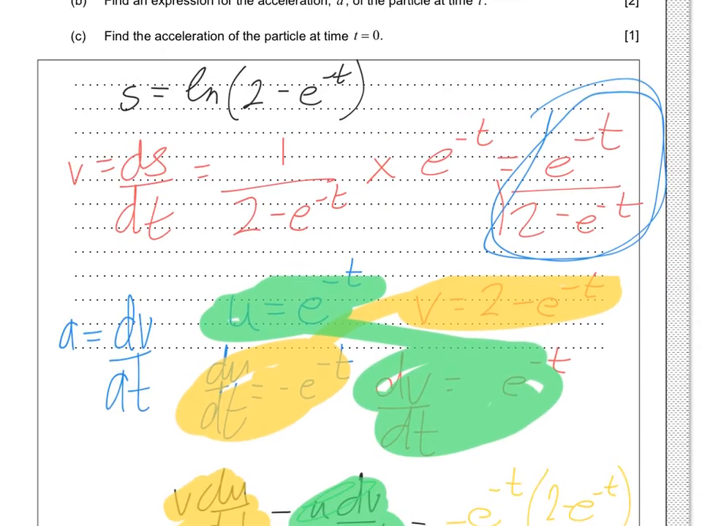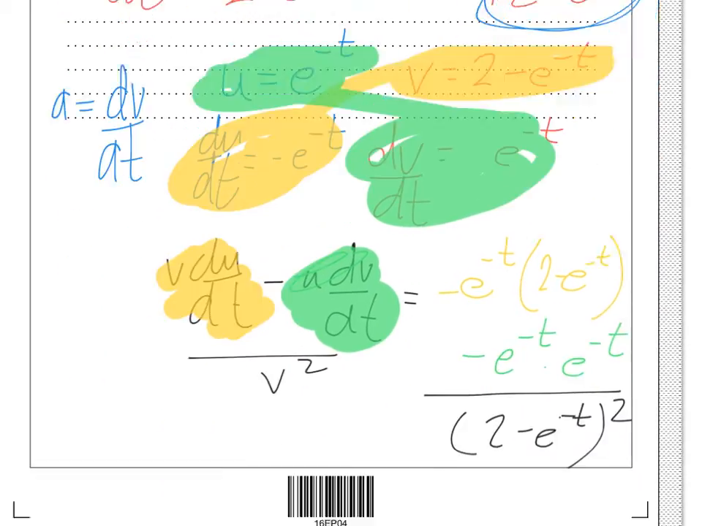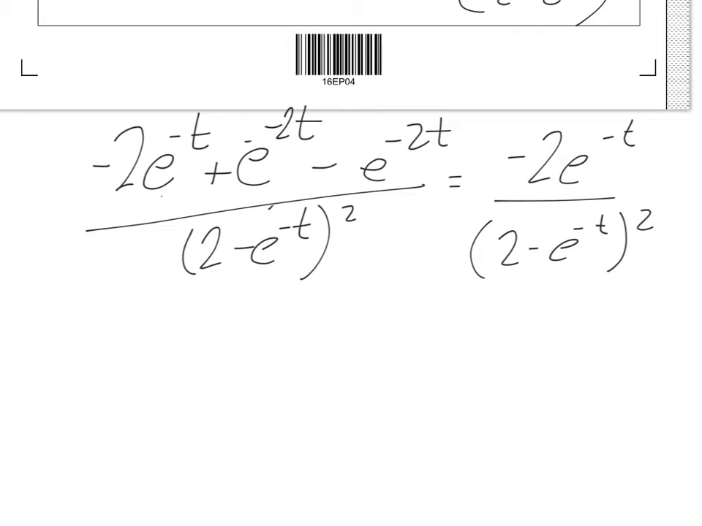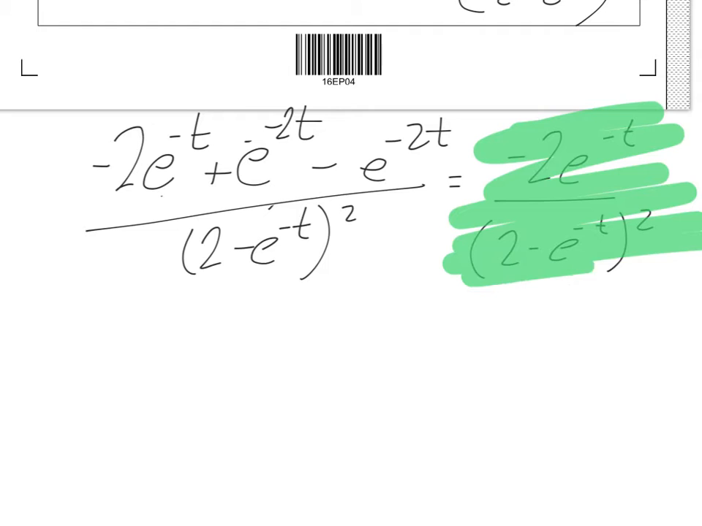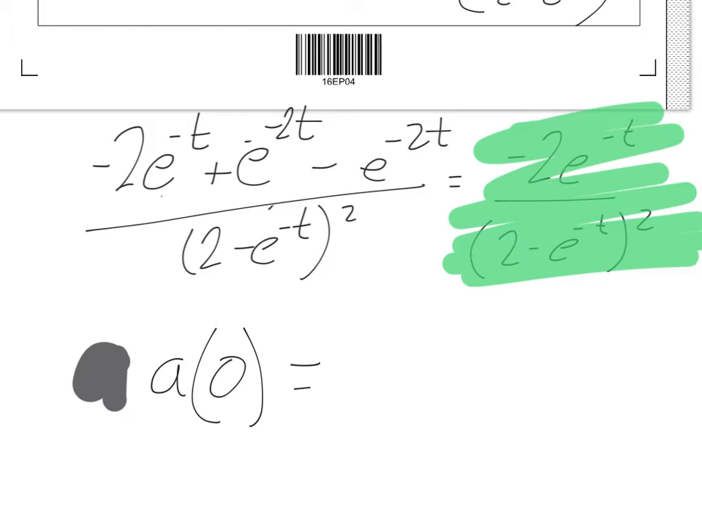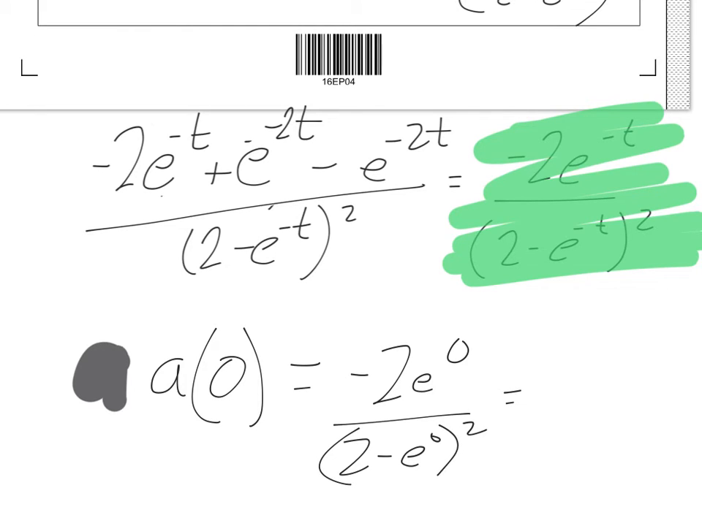And the last part, find the acceleration of the particle at t equals 0. Well, we've just worked out an expression for the acceleration, so all I need to do is substitute in t is 0: minus 2 e to the 0 over 2 minus e to the 0, squared. That's minus 2 times 1 over 1 squared, which is minus 2. Minus 2 meters per second squared.